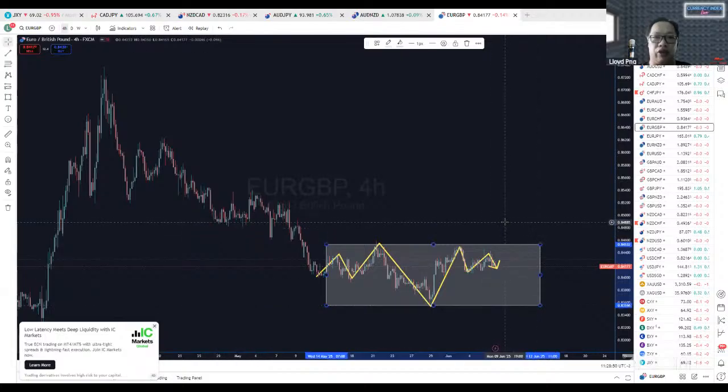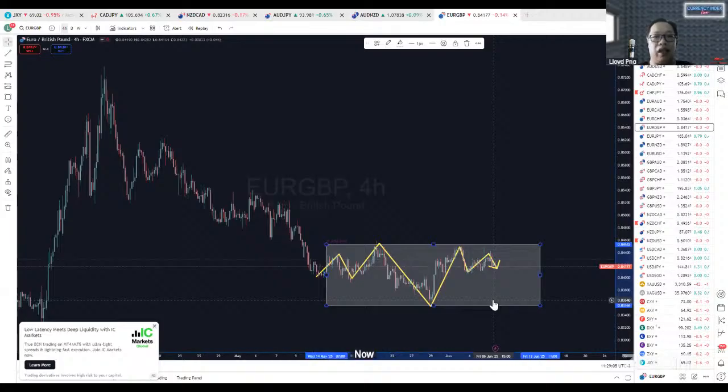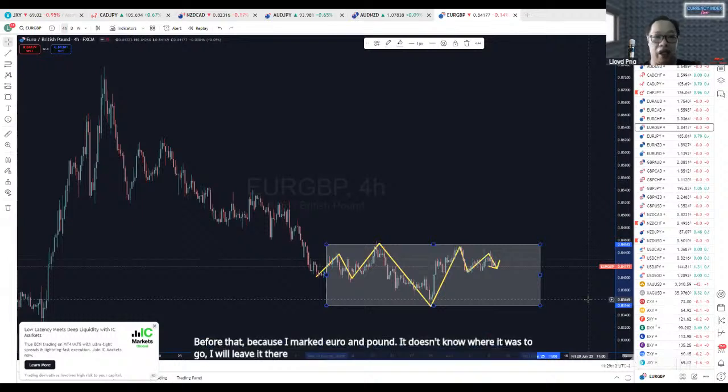If you mark this as a consolidation box, I'm really just waiting for price to break out of this box. Once price breaks, be it to the upside or to the downside, then I will take a position. I'm not going to take any position at the extreme. I'm going to wait for it to break the extreme. Price is telling me, hey, now I know where I want to go, then I would trade it. Before that, Euro Pound doesn't know where it wants to go, so I will leave it there until it proves to me where it wants to go.